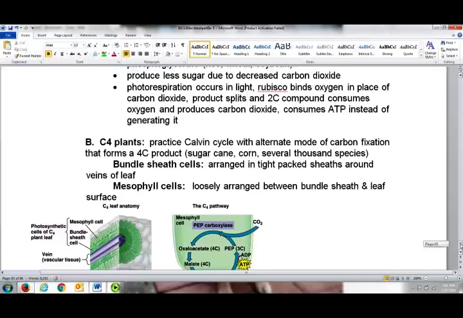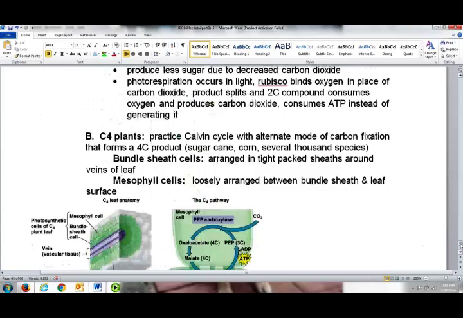So here they've got bundle sheath cells. These bundle sheath cells are arranged in tightly packed sheets around the veins of the leaf. So you can see them right here. And then the mesophyll cells are loosely arranged between the bundle sheath and the leaf surface.